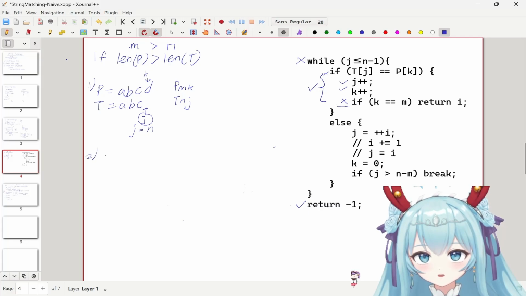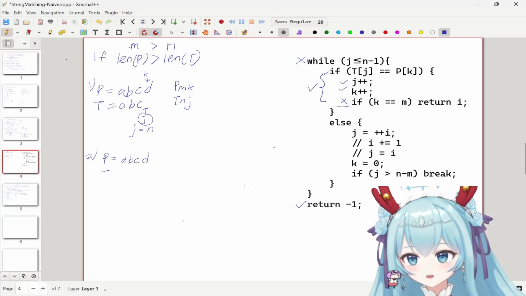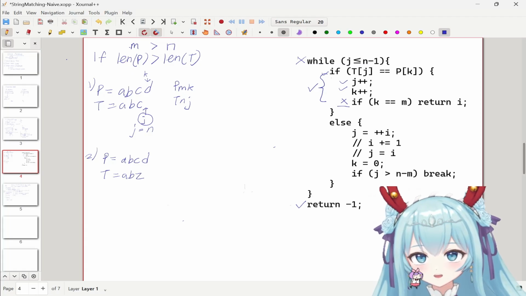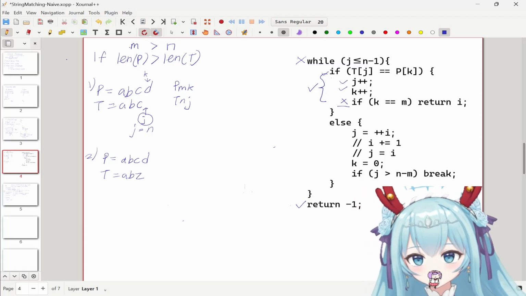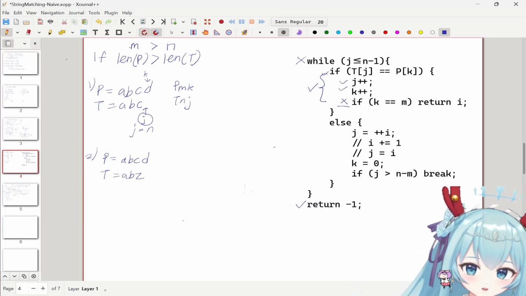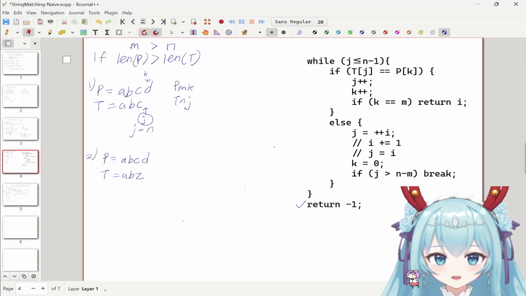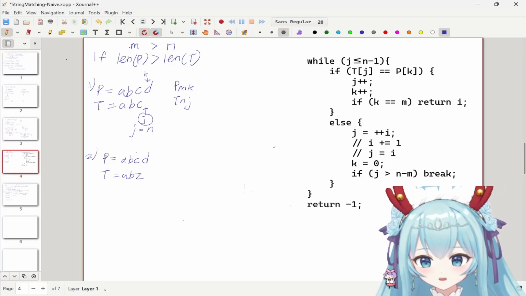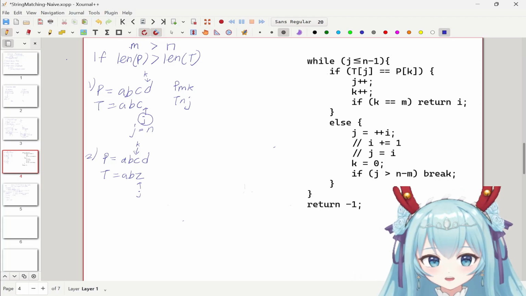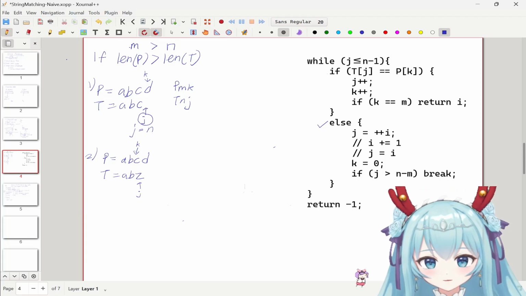Okay, the second scenario is when, let's say, P equals A, B, C, D, and T equals A, B, Z. You come to the point where, let me just erase this first, J is always here, and they do not match, so we trigger this else block. So in this case, I will increase by 1, so now I becomes over here.